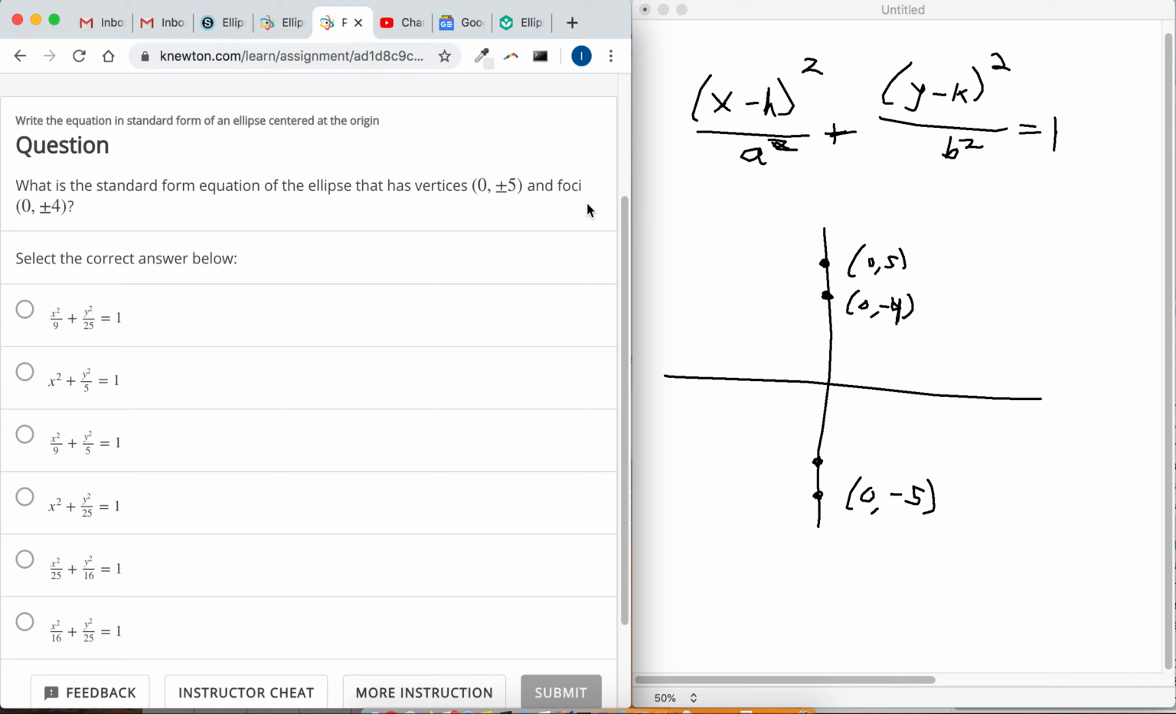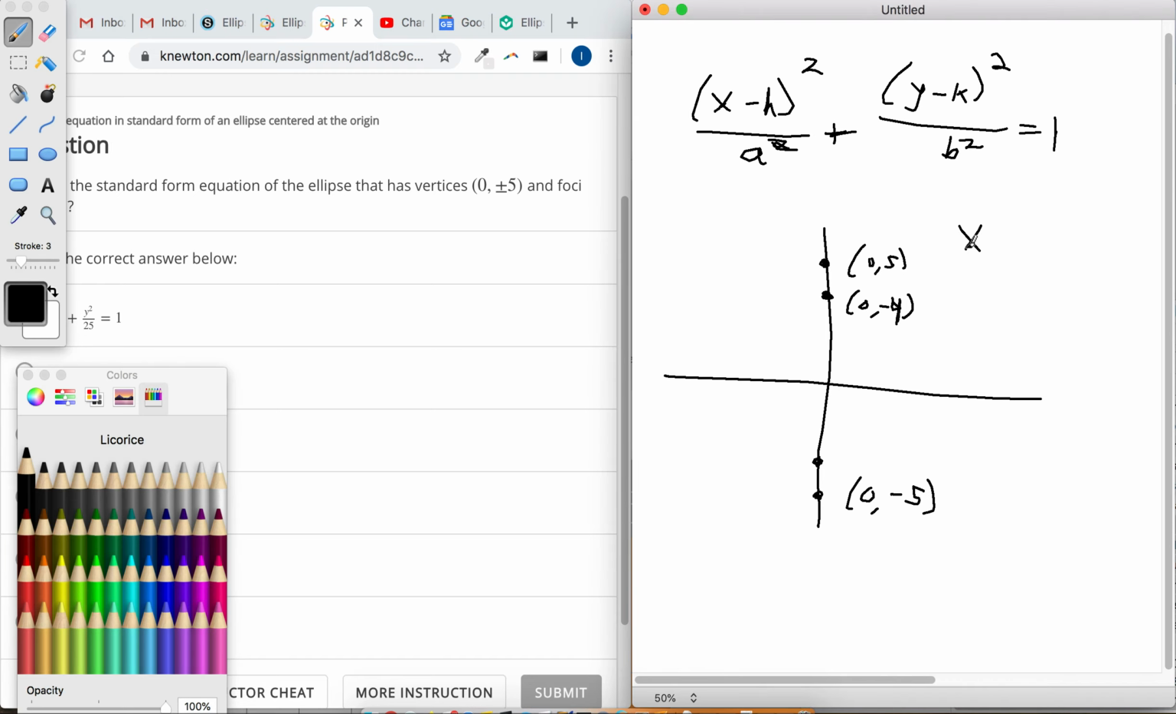Okay, so to find out the coordinates, first we know a few things. It's centered at the origin, because 0, 5 and 0, -5, exactly in between them is 0, 0, right? So we know it's centered at the origin. So our equation at least looks like this. We need to find out what A is.